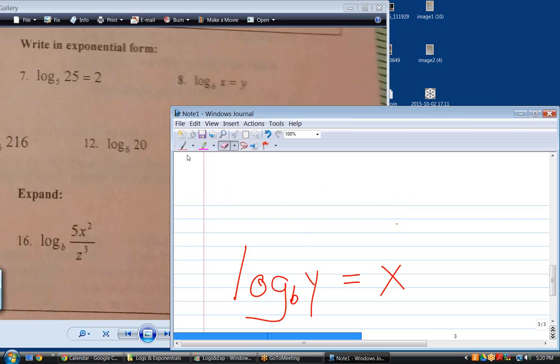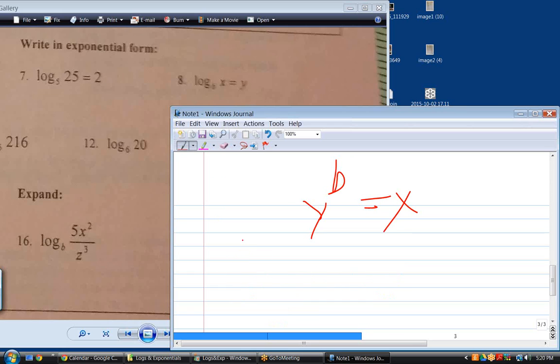I actually could say y to the b equals x, and what would be the logarithmic expression of that? It would be log. Do the right side first, it'll probably be easier. It goes on the right. Would it be x? Logs are exponents. What's the exponent in that exponential expression?